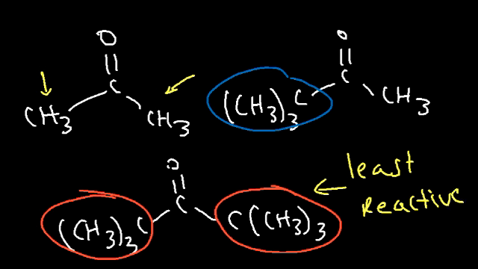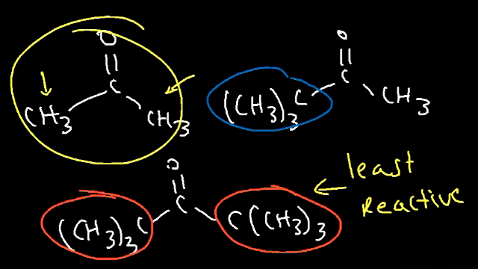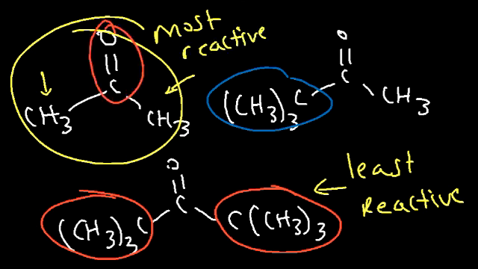Now, acetone doesn't have any bulky groups relative to the other two compounds. So therefore, this is going to be the most reactive, because the carbonyl group is most accessible. Here, it's going to be extremely difficult for a nucleophile to approach that carbonyl group because of all these methyl groups.